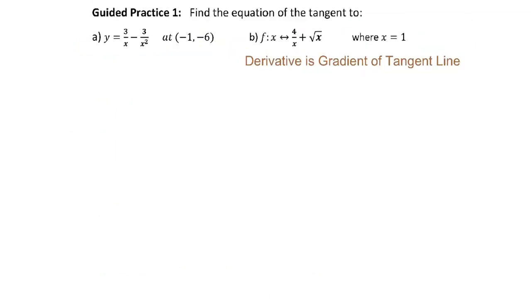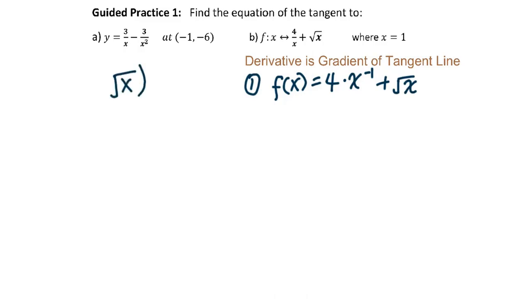Now let's go to B. First of all, remember all single power. Therefore, we have f of x equals 4 times x to the negative first power plus square root of x, which will stay, because when we do the derivative, I need to remember the derivative of square root of x is 1 over 2 square root of x. One over square root of x, you will get negative 1 over 2x square root of x.